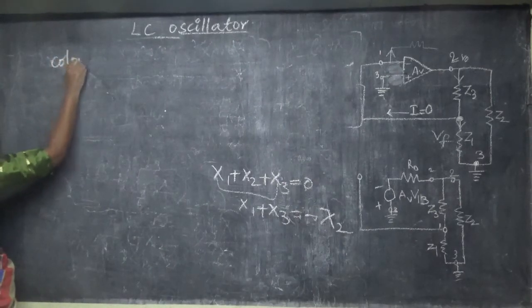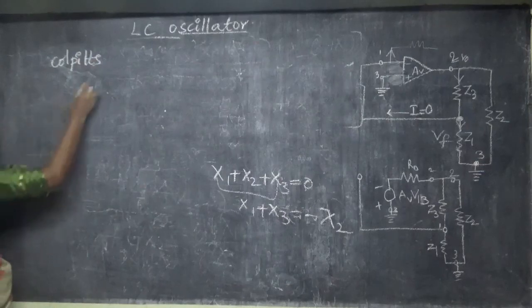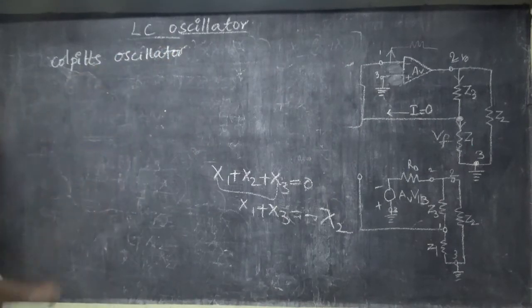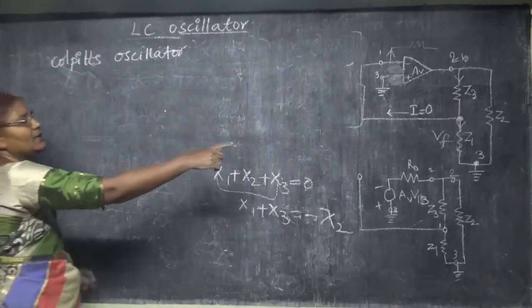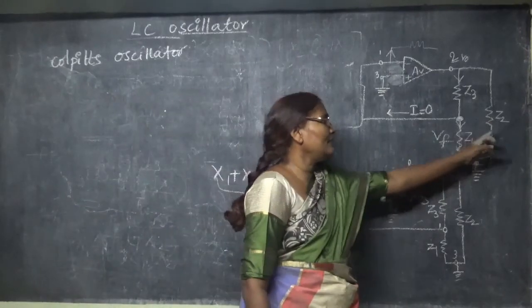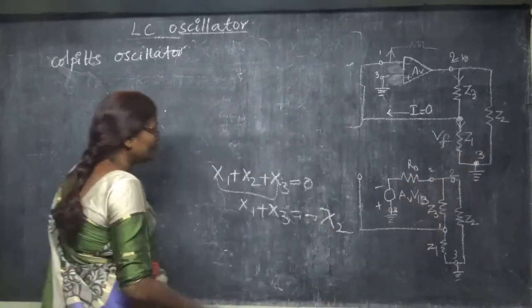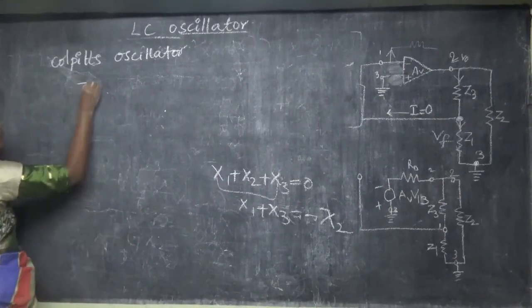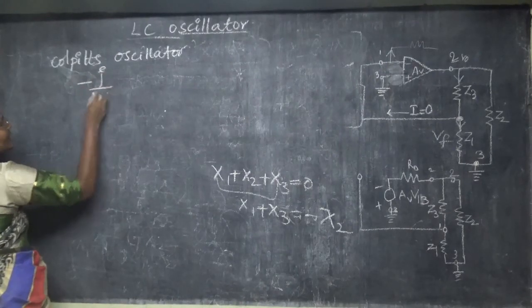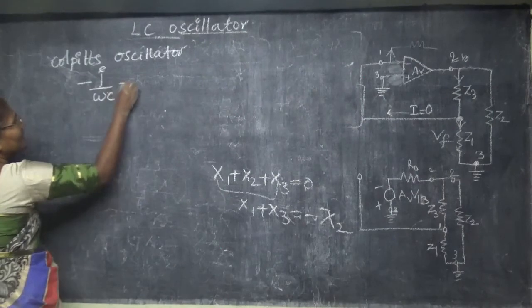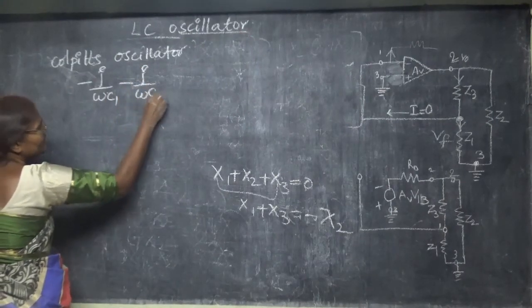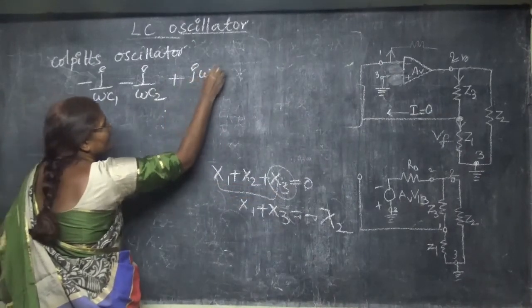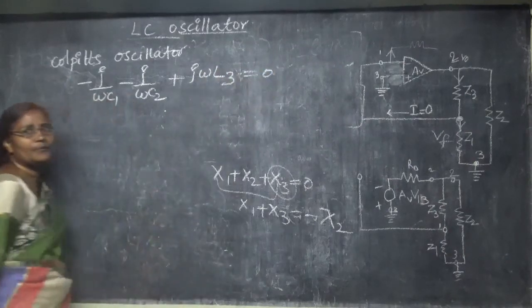Colpitt's oscillator, what is my frequency? For Colpitt's oscillator, Z1 and Z2 must be capacitors. So X1 and X2 must be capacitive reactances, so minus J by omega C1 minus J by omega C2, and X3 is an inductor, so it is plus J omega L3, and this should be equal to 0.